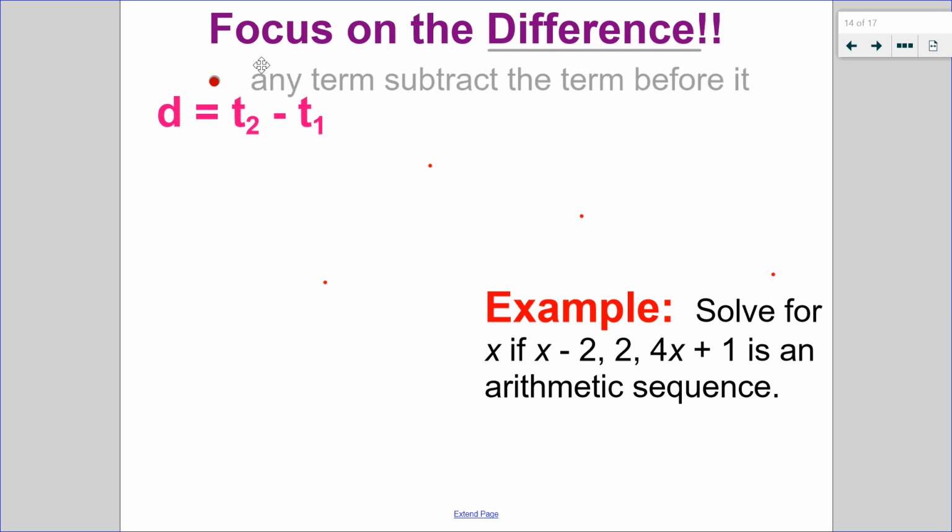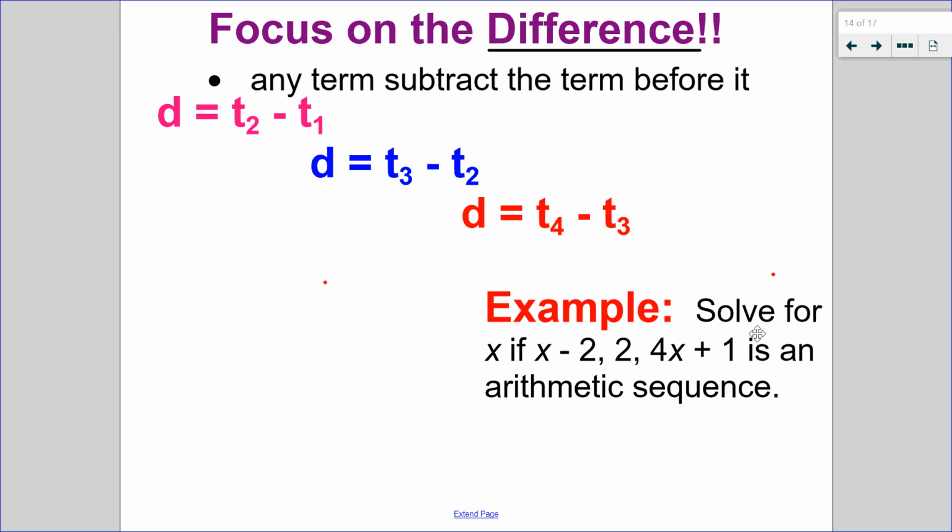What the difference is, is any term subtract the term before it. So for example, the second term, subtract the first term. Or I can say the third term, subtract the second. Or the fourth, subtract the third. And I could just keep on going. Okay, so let's take this idea. So we have x minus 2, and then 2, and then 4x plus 1. So those are 3 terms.